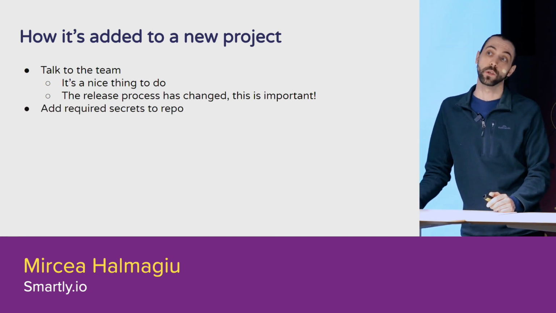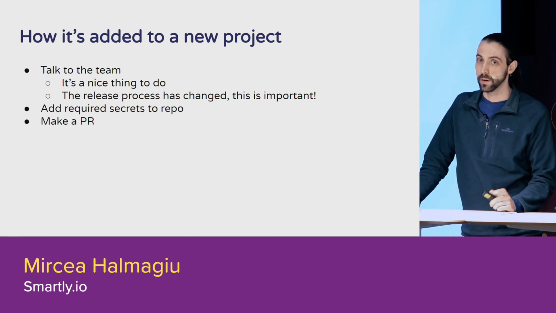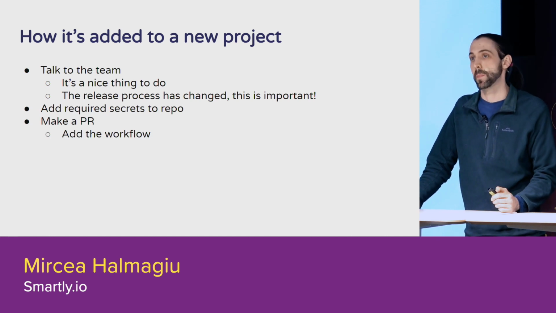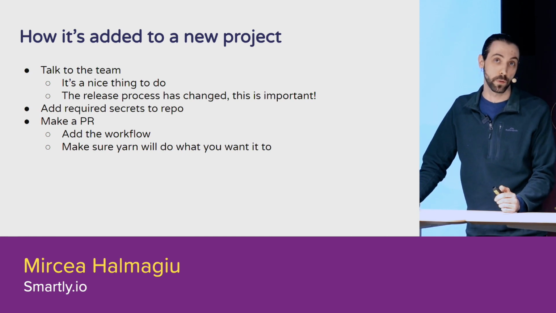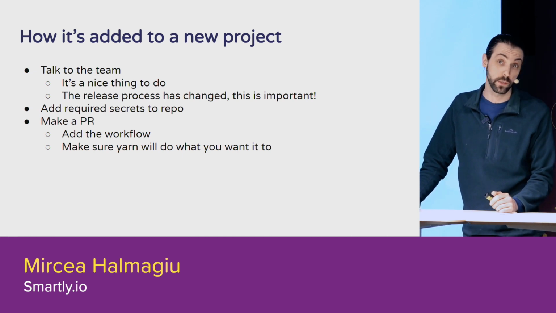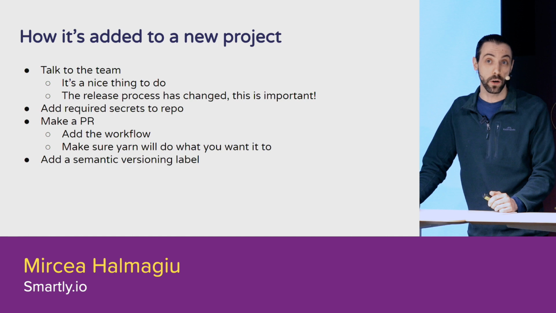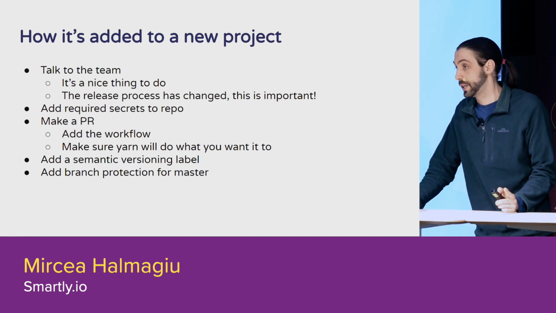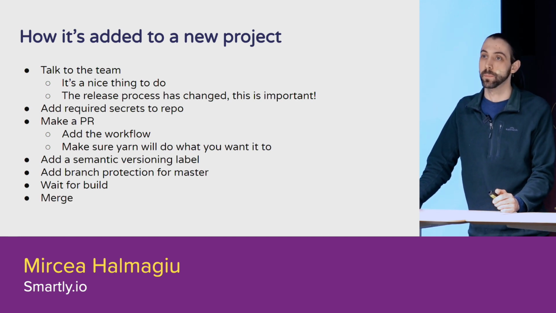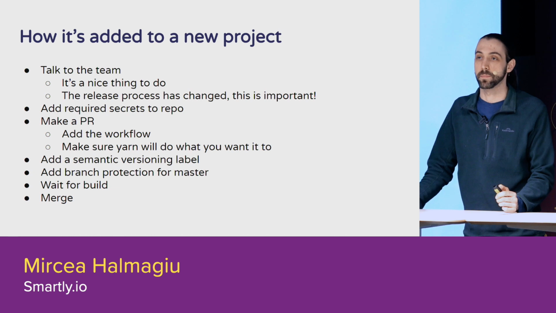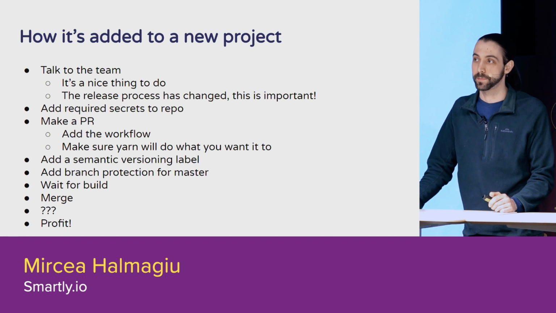Once you've talked to the team, you add the required secrets to the repo, and you make a PR. And in this PR, you copy-paste the actual workflow, and you make sure that in this particular case, we're talking about a TypeScript repo, so you make sure that yarn will do what you want it to do. We add a semantic versioning label to this PR, and we add branch protection to master, and then we wait for it to build. And once it's finished building, merge. You now have GitHub Actions for CI in this repo. And now a magical step happens, and then there's profit.